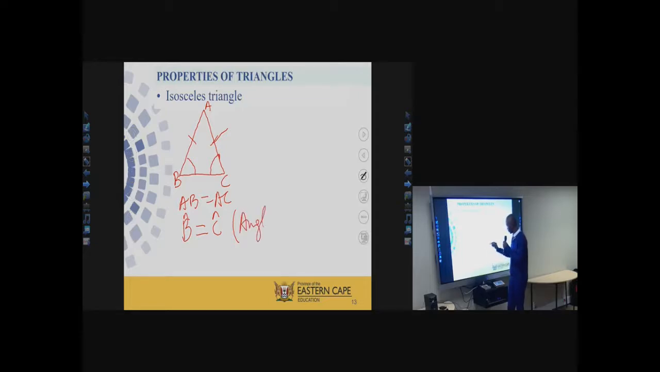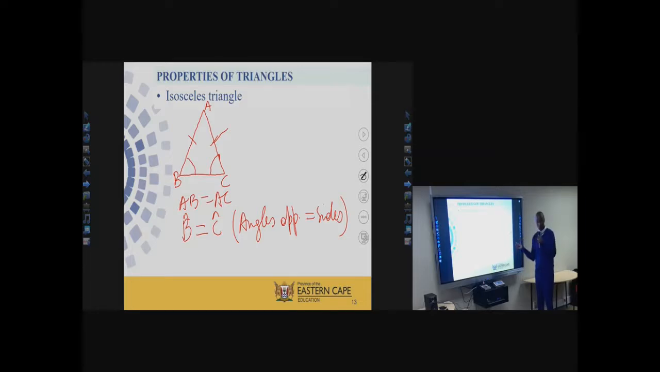Angles opposite equal sides are also equal. So generally in mathematics, this applies even in many shapes or triangles. Let me just stick to triangles. Once you're having two sides that are equal, then you must look for angles that are opposite to those sides. And you'll realize that angles that are opposite to those sides are also equal. Because generally, angles opposite equal sides are equal.